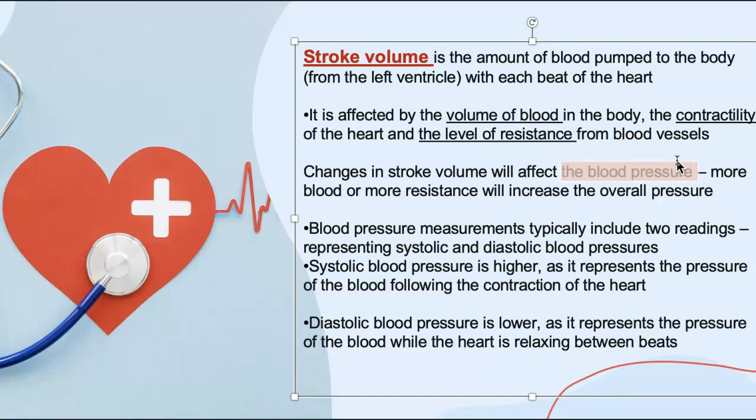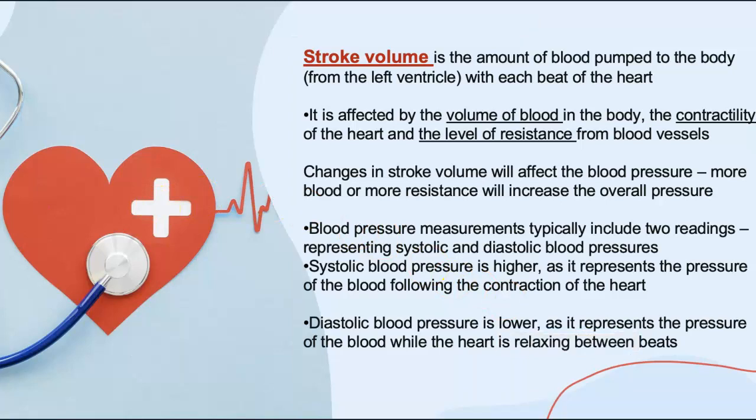More blood or more resistance will increase the overall pressure. And as we know, the blood pressure measurement typically includes two readings: the systolic blood pressure and the diastolic blood pressure. The systolic blood pressure represents the pressure of the blood following the contraction of the heart, and the diastolic blood pressure represents the pressure of the blood while the heart is relaxed.